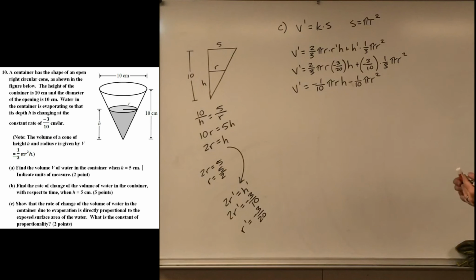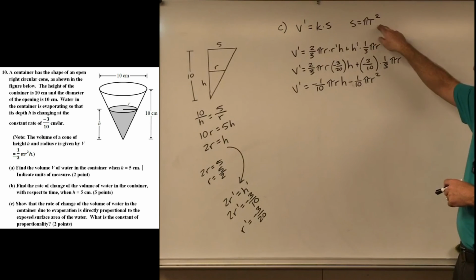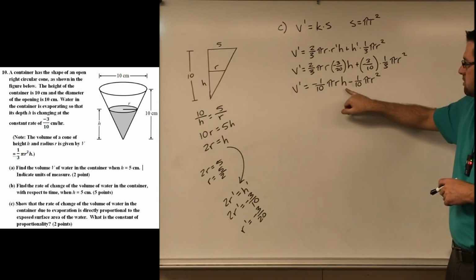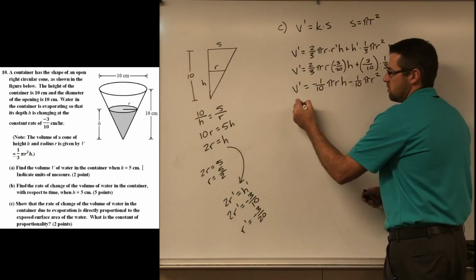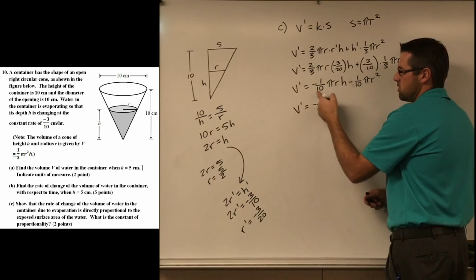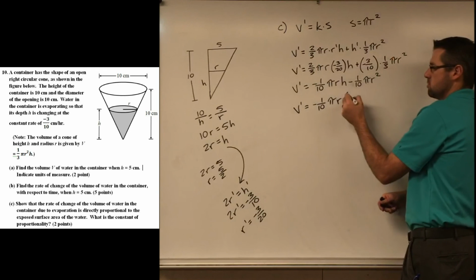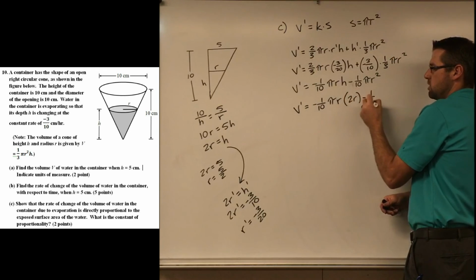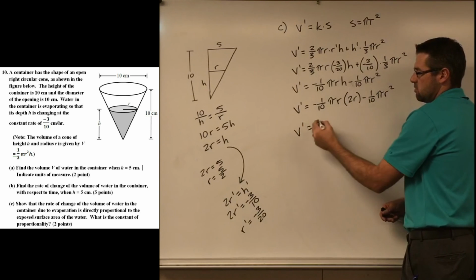What is in this equation that I do not want? I'm trying to get it in terms of S, which is pi r squared. K is a constant. Is h a constant? Yes. Oh, wait, not that. No. So I've got to get rid of h. What could I do with it? Yeah. So what is h equal to? Yeah. So negative 1/10 pi r times h is 2 r's, minus 1/10 pi r squared. Simplify that some more.